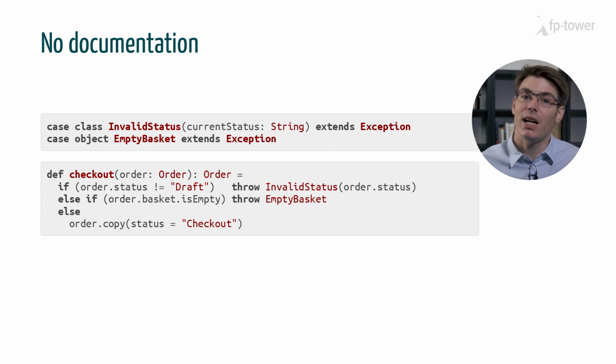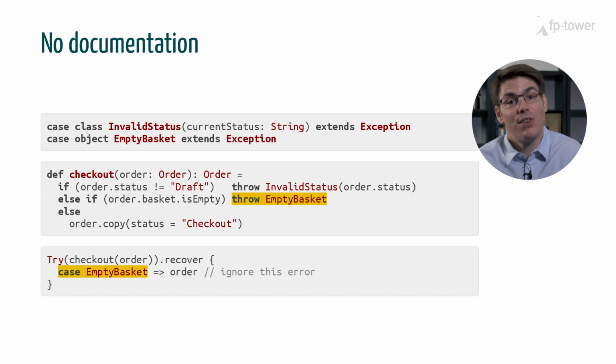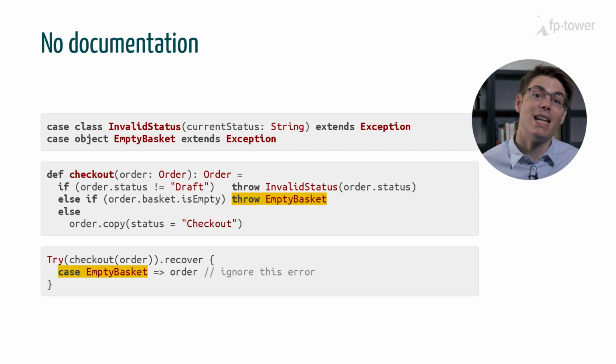Additionally, even if the function can fail, we don't know which type of exceptions it will throw. For example, here I created two subclasses of exception, one for each error scenario. Then let's imagine that in some part of our codebase, we want to ignore the error when the basket is empty. To do that, we need to read the implementation of checkout to know that in this particular case, we throw an empty basket error.